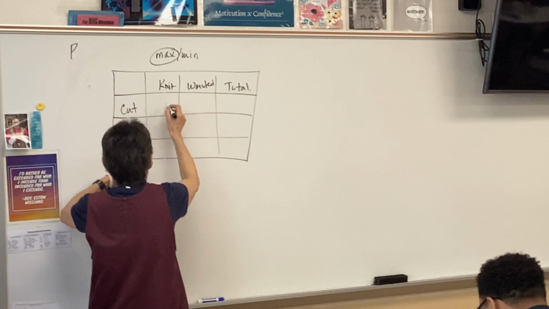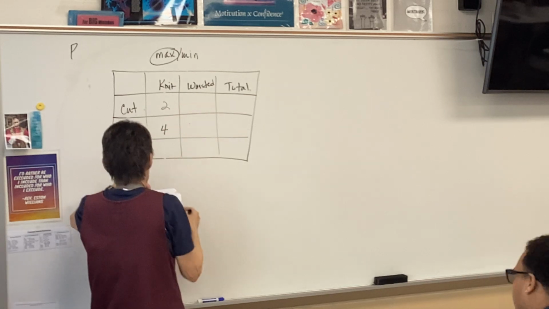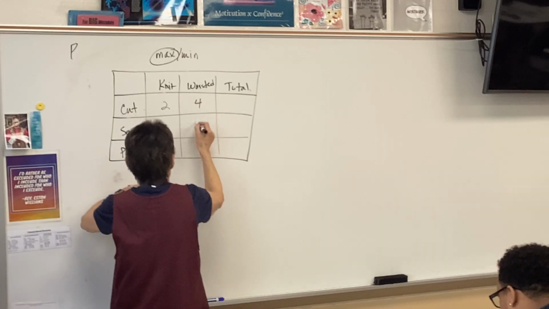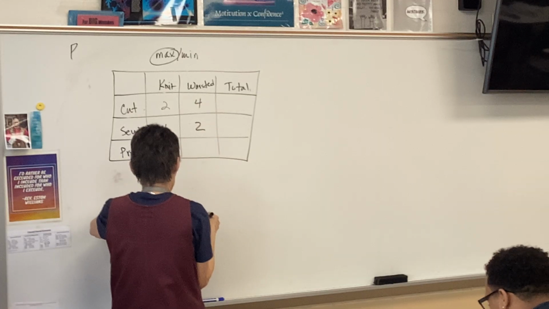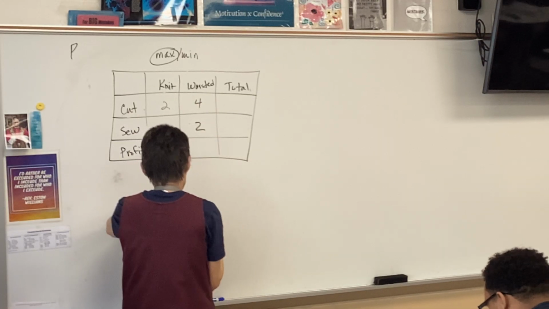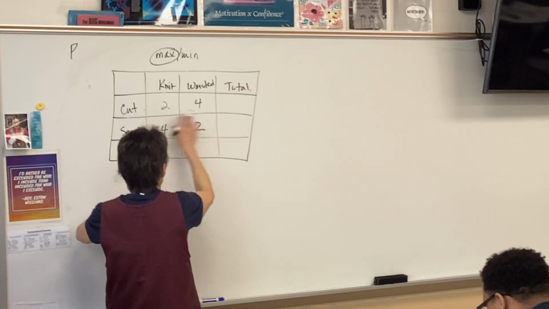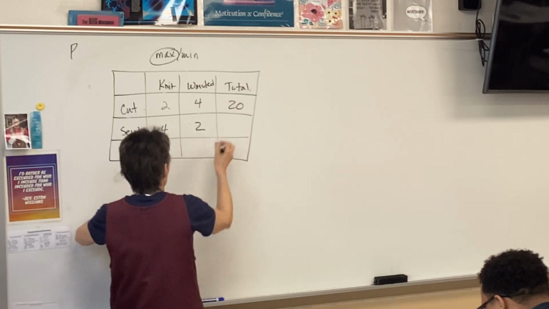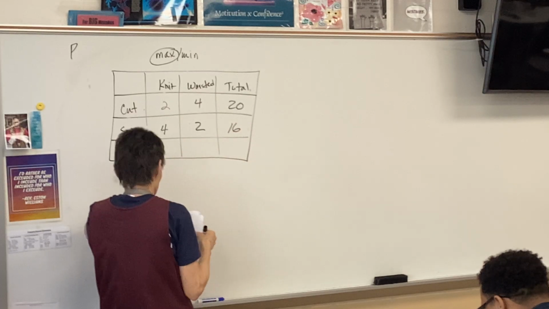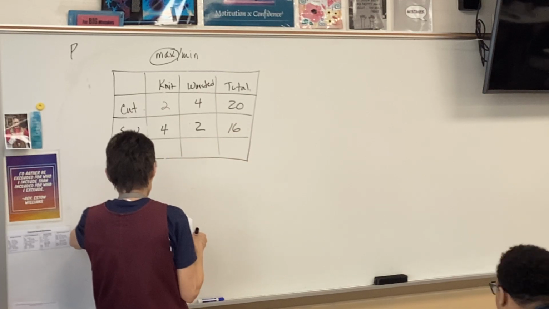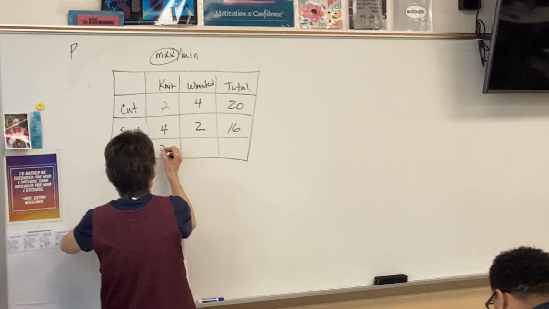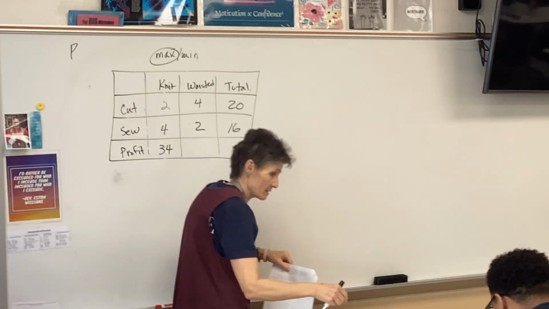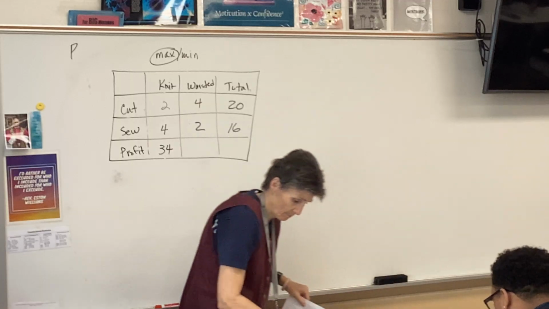Two cutting, 4 sewing for a knit suit. 4 cutting, 2 sewing for worsted. 20 hours a day for cutting. 16 for sewing. Profit on a knit is 34. On a worsted is 31.